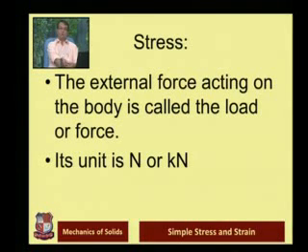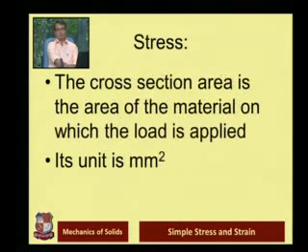The external force acting on the body is called the load or force. The unit which we take is either Newton or kilonewton. The cross-sectional area is the area of the material on which the load is applied. The unit of area we usually take as mm square.